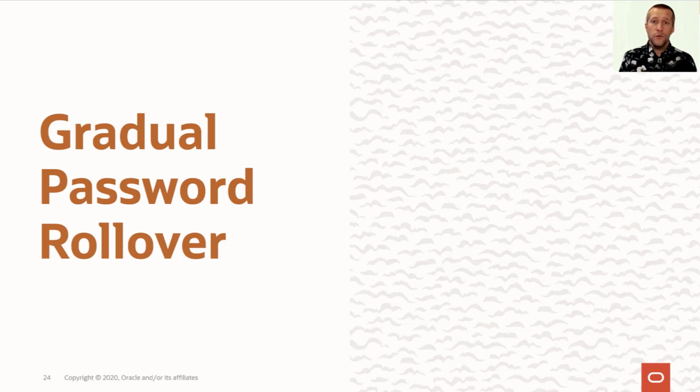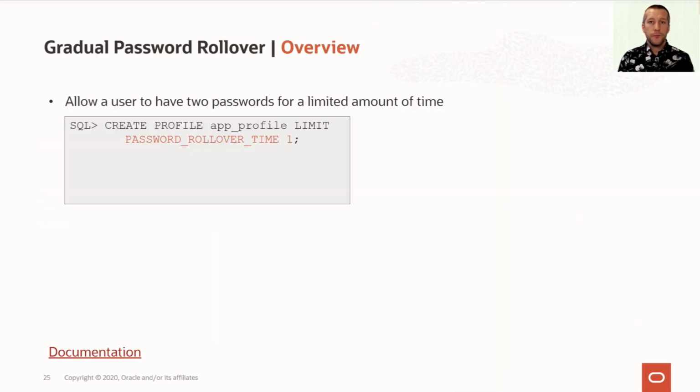But with this new feature, you can change the password in the database, and you can allow both passwords to be valid for a certain amount of time. And that should give you enough time to change the application and ensure that it works with the new password. So let's see how you can do it. It's all connected to your profile. So in this example, I'm creating a new profile and I specify PASSWORD_ROLLOVER_TIME and I set it to 1. This gives me 1 full day, 24 hours from the time that I changed the password.